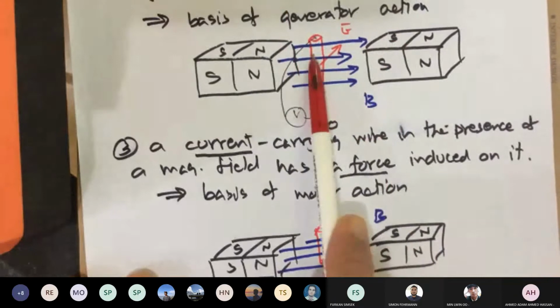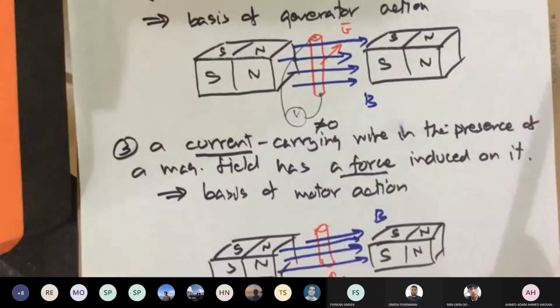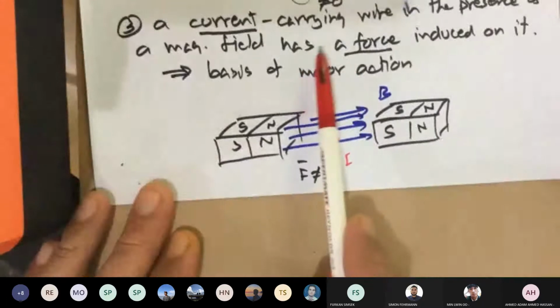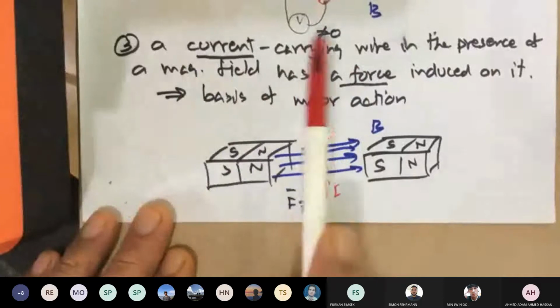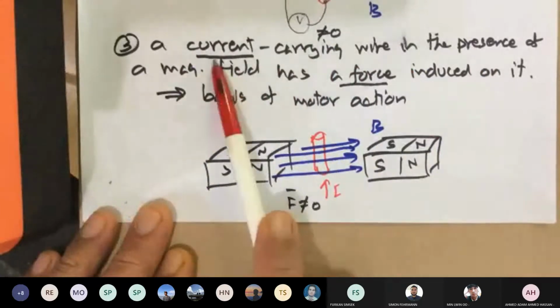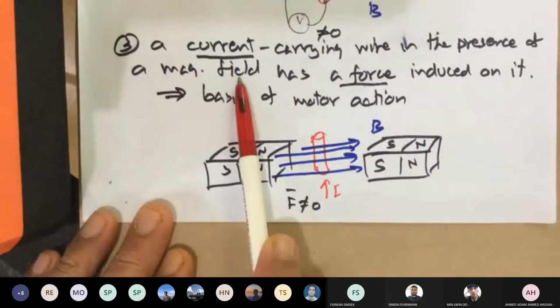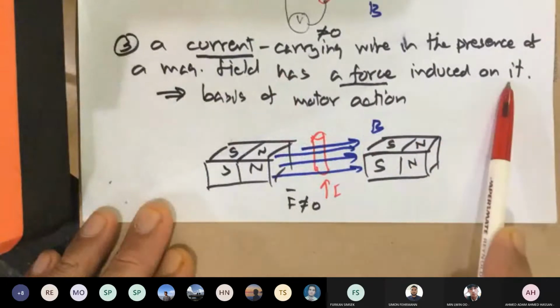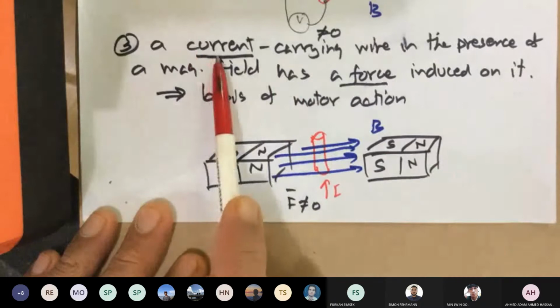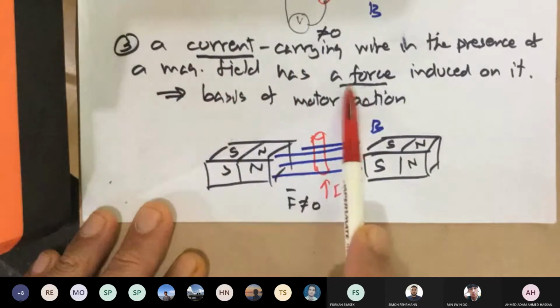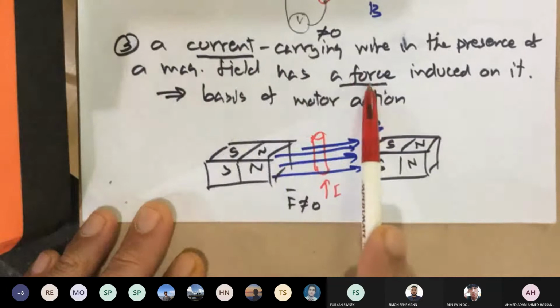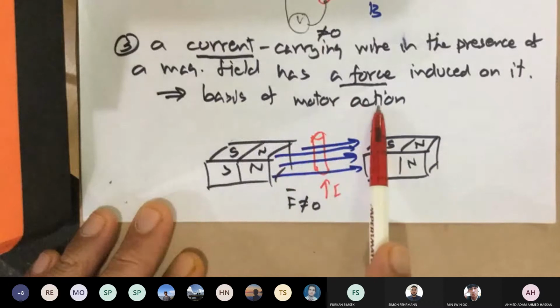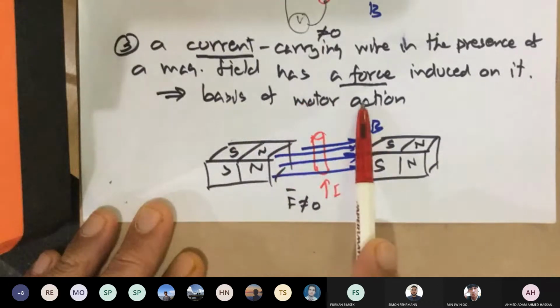So this is our number one machine now, type 1: generators. The opposite of that, instead of moving the conductor or wire, you have a current carrying wire or conductor. See the underlined word, current. If you have a current carrying wire in the presence of a magnetic field, you see the word magnetic field again, it will have a force induced on it. Input is the current, what you get is a force: electrical to mechanical. You convert from electrical to mechanical. This is the basis of motor action. So this is our second type of electrical machine.